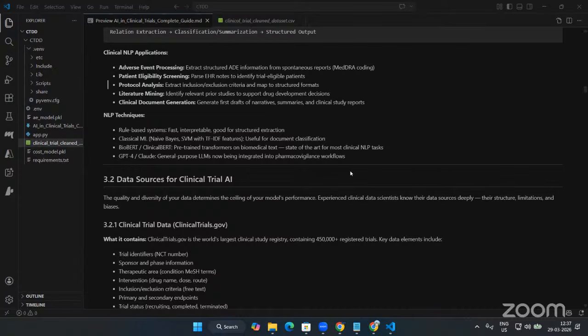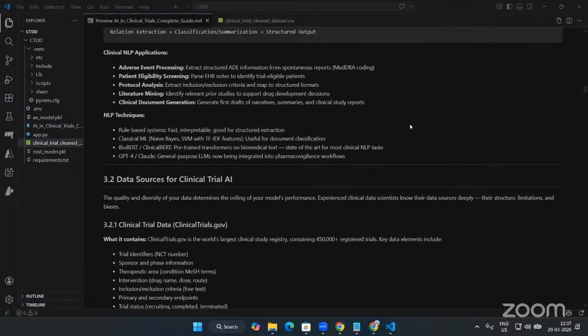Okay, so adverse event processing: extract structured adverse event information from spontaneous reports. MedDRA coding is used for that. Then patient eligibility screening: parse EHR notes to identify trial-eligible patients. Protocol analysis: extract inclusion and exclusion criteria, and map them to structured formats.